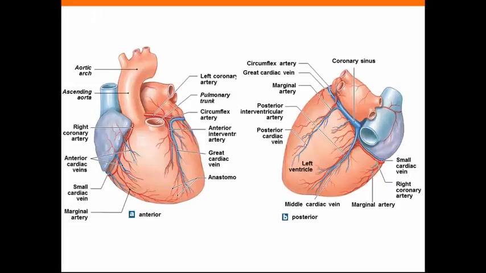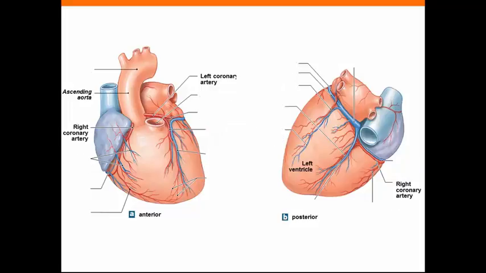Since the heart works continuously, cardiac muscle cells require a reliable source of oxygen and nutrients, and the coronary circulation supplies the blood to the muscle tissue of the heart. So let's take a look at those vessels.